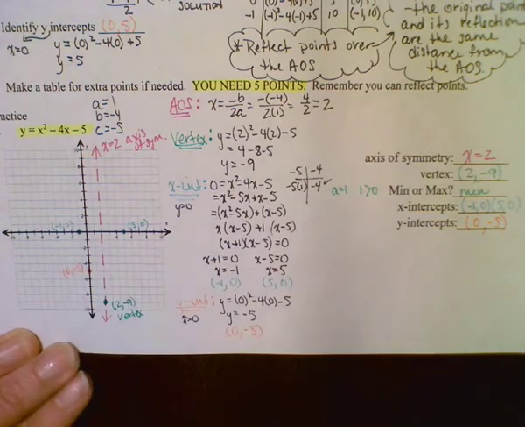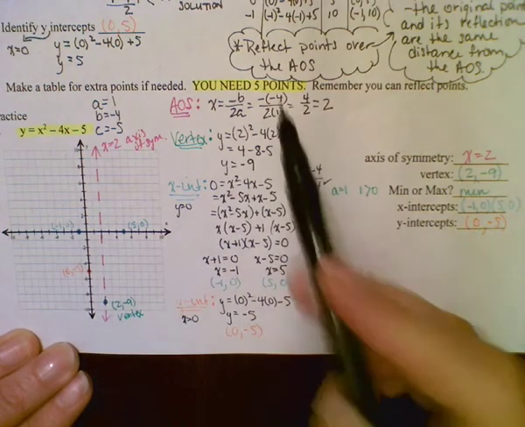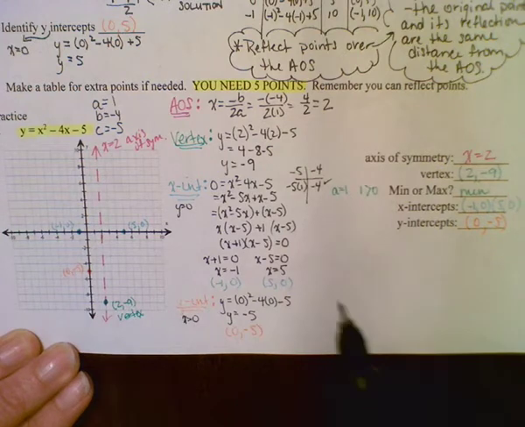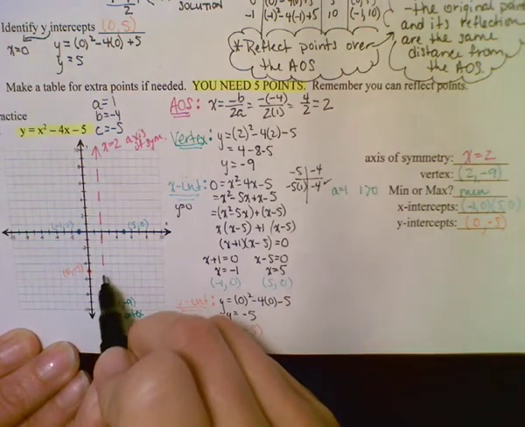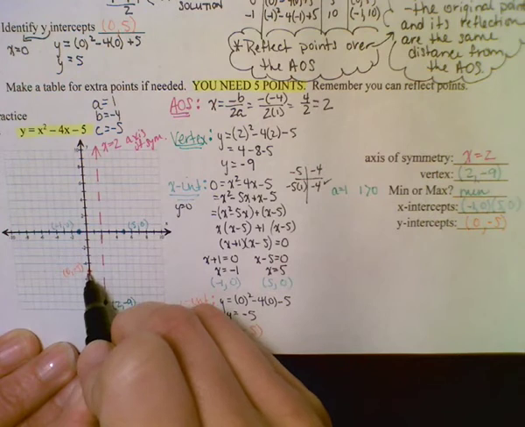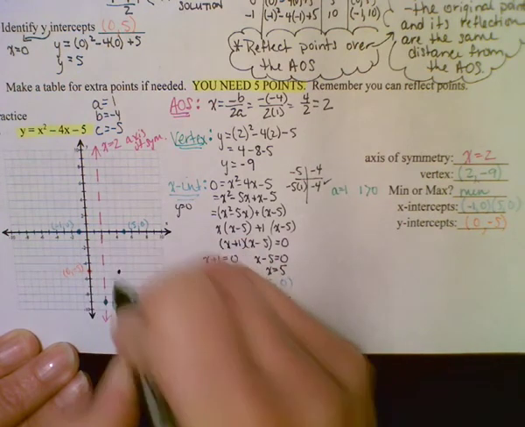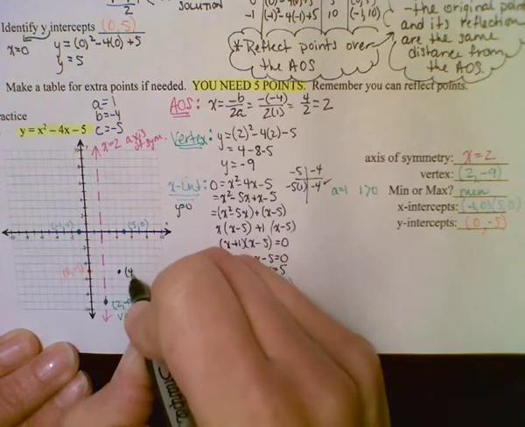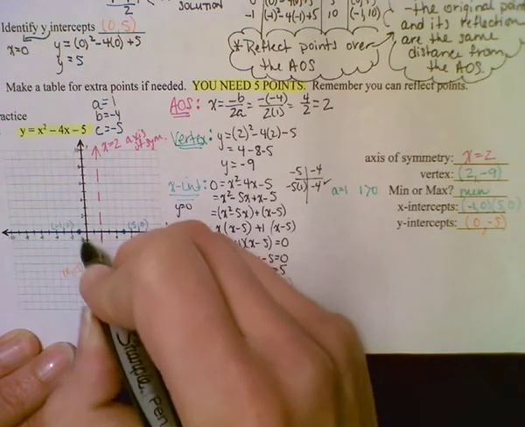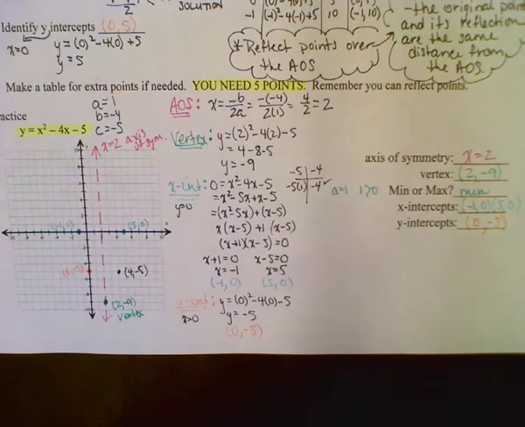And that gives me 4 points, and I need 5 points to make a nice parabola. So I can go ahead and use my axis of symmetry and make a reflection of this point, 1, 2 to the axis, so 1, 2 away from the axis, and that point is 4, negative 5. So I've got my nice 5 points there. Now I can go ahead and connect the dots.